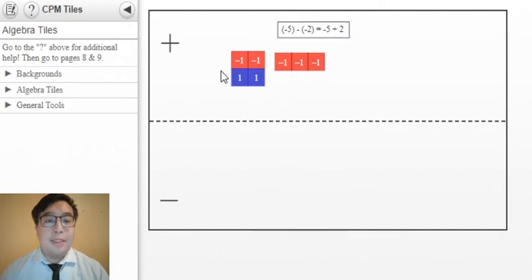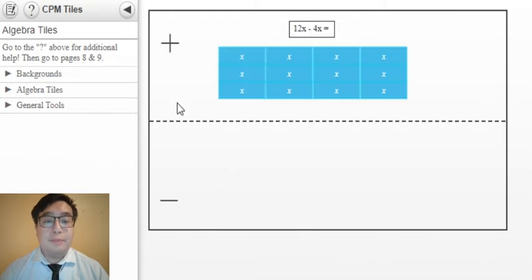I know that these 0 pairs are going to cancel out. I'm still going to be left with my answer of negative 3. So an equivalent expression would be negative 5 plus 2. Let's go over our next example. Here we have 12x minus 4x.